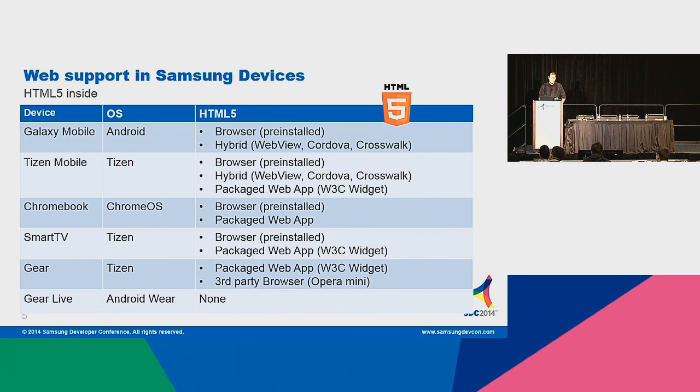Chromebooks are naturally running Chrome OS. Here, you don't have a hybrid option. Your options are just browser and packaged web apps. Here, packaging is not W3C widget. It's something that's specific to Chrome OS.